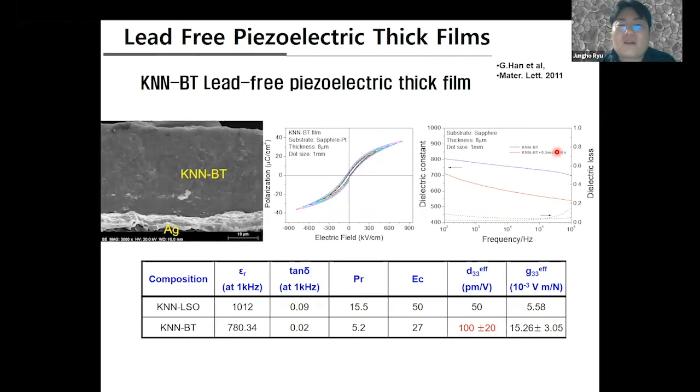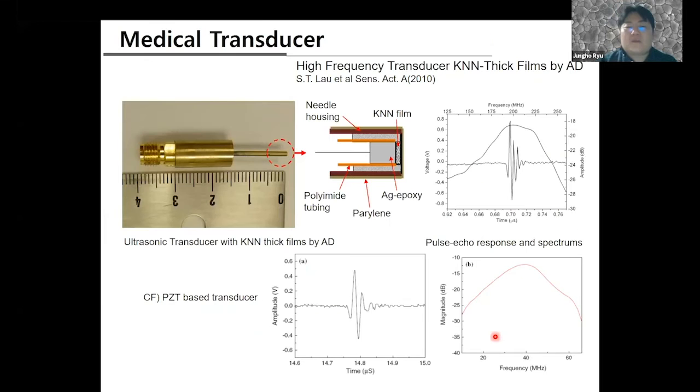After that, we were trying to make thicker films, KNN and BT, barium titanate. That time it was 20 micron thick films, very highly dense films. And then the d value became like 100 picocoulomb per Newton. So this film was transferred to the University of Southern California, Jung's group.